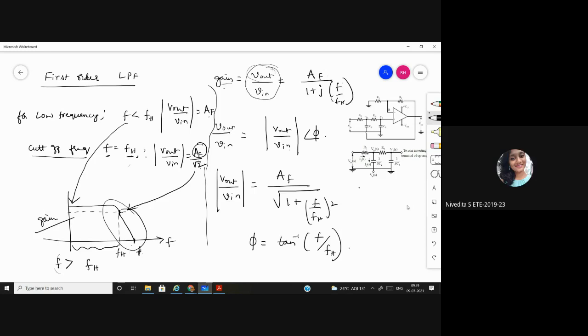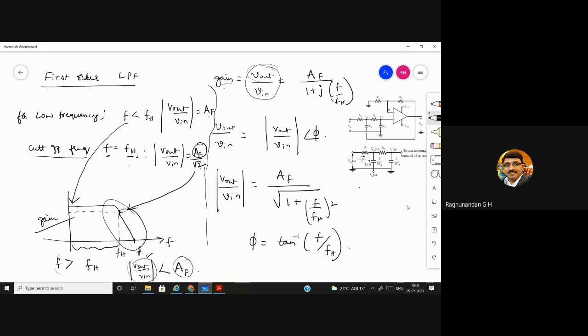The gain will decrease. Yes, gain will start decreasing. That's why we write V0 by Vin is less than AF. So this is the maximum gain that can be obtained. This is the gain which we are going to obtain from our circuit. This is what we have obtained. This is the maximum gain that can be obtained.